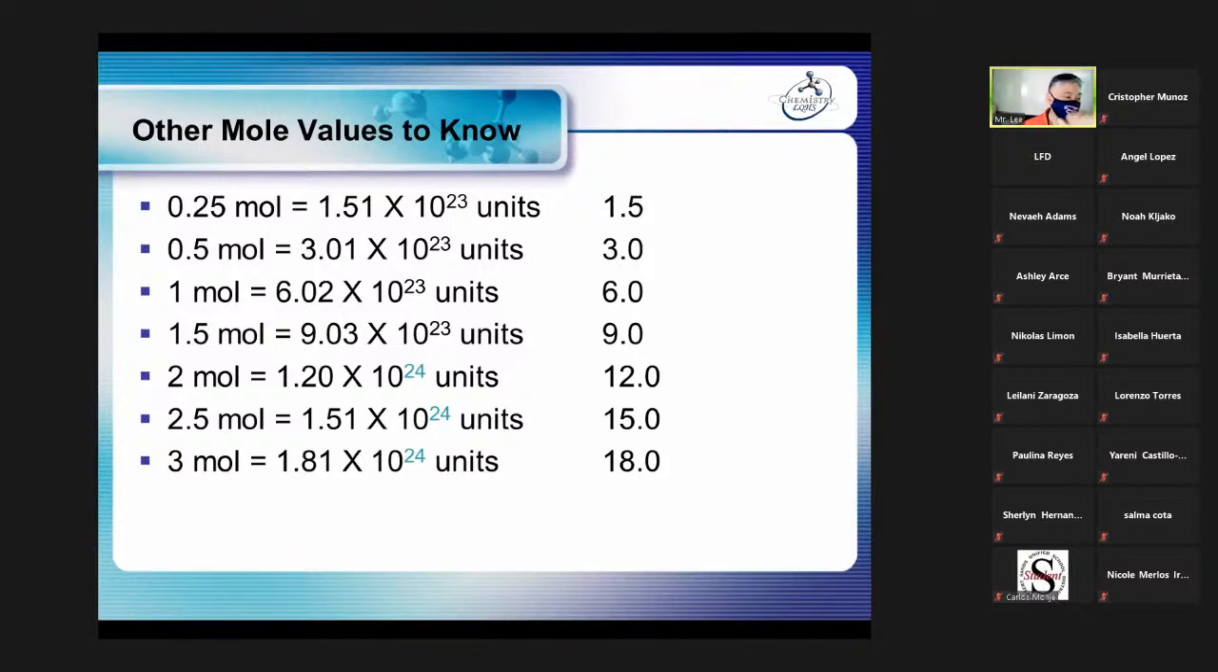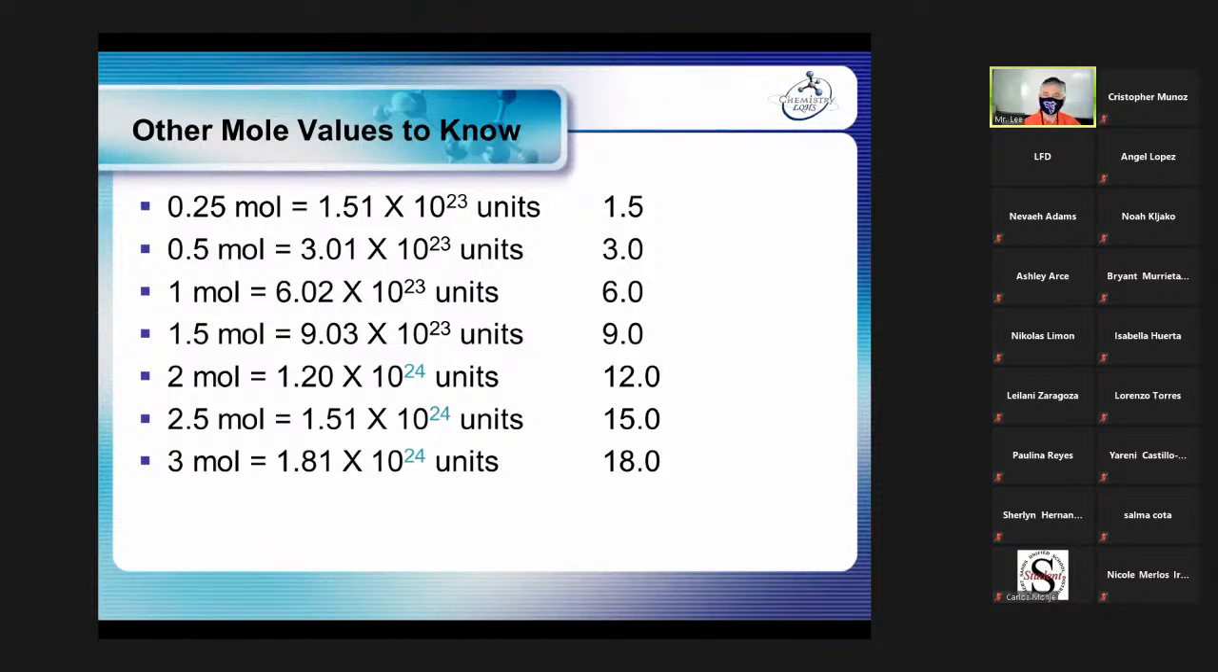We say 1.5 times 10 to the 24th. 3 moles is 3 times 6, which is 18, but we don't say 18 times 10 to the 23rd. We say 1.8 times 10 to the 24th. We have to raise that factor because we decrease the factor of the 18 by a factor of 10, okay? Again, you don't have to memorize this, all right? But I'm putting it up here just in case.